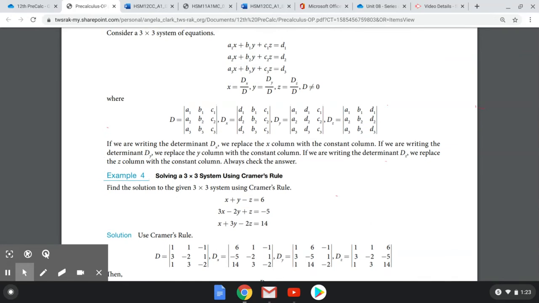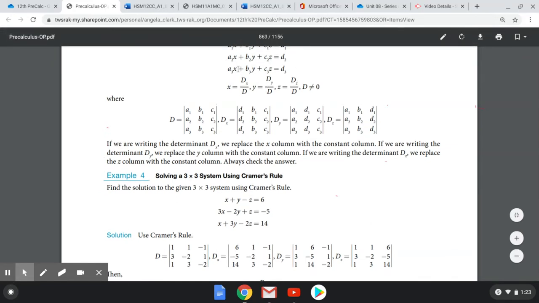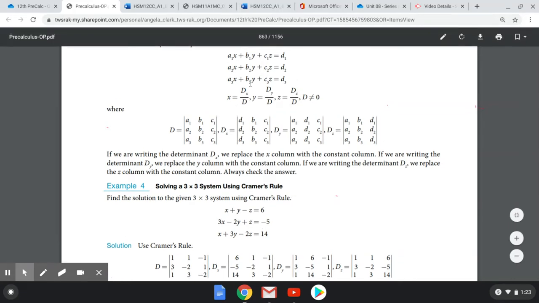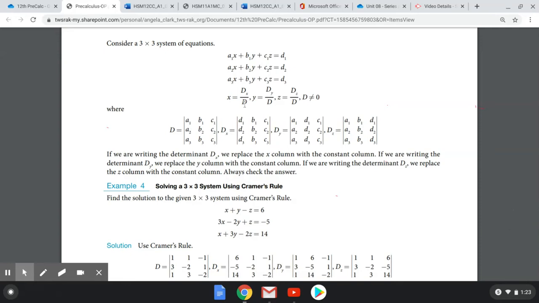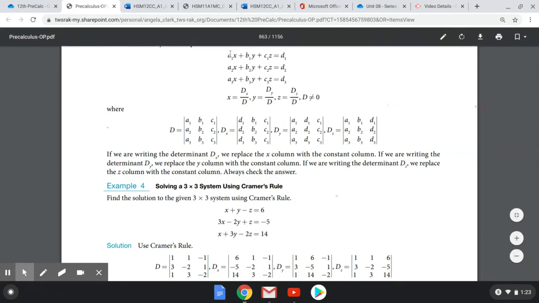So for Cramer's rule, if this is my 3x3 system, then again, I'm going to have the determinant of a specific X matrix over the determinant of the general coefficient matrix, and that's how I'm going to find X, and it's the same thing for Y and Z. So the bottom one, the denominator, again, is always going to be just the regular coefficient matrix, so A, B, C.